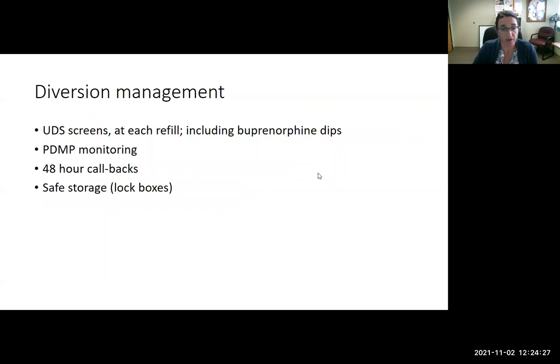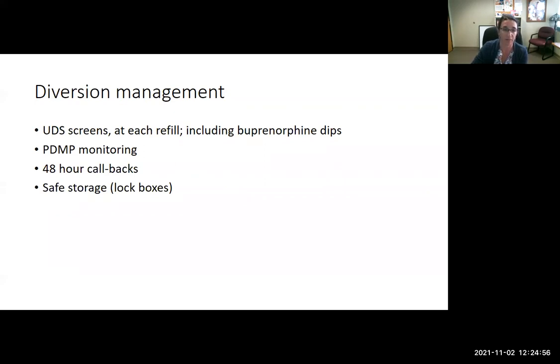And then talking briefly about diversion management, we do recommend doing a urine tox screen at each refill, and you can check for the buprenorphine in clinic, so you have a tool to discuss more efficiently with the patient there. But also these can be sent out as well to check for actual metabolites from time to time for the buprenorphine, just to make sure, especially if you have longer prescriptions, that it's being taken as prescribed.